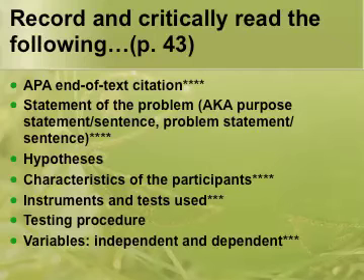Cite it. According to APA, you would put quotation marks around it. You would give the page number where you got this quote, because that way you don't have to go back and find it later. If the article has hypotheses, provide those. Characteristics of the participants. Who were the subjects? Who were the participants? How many were there?